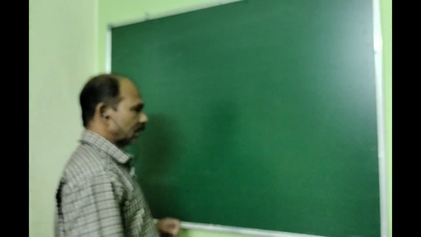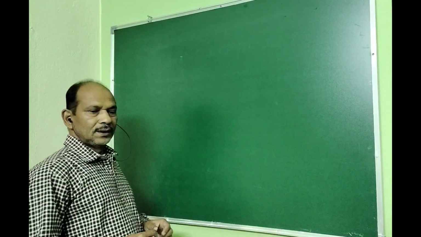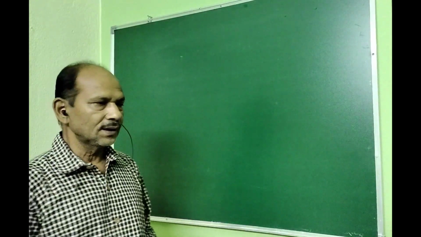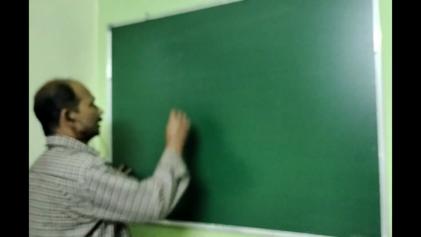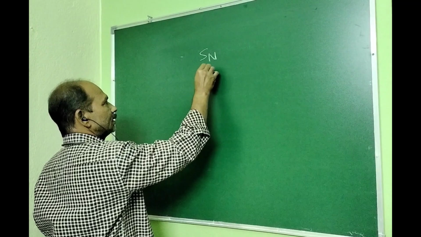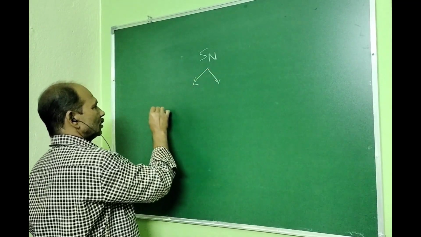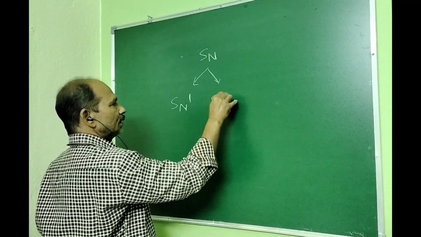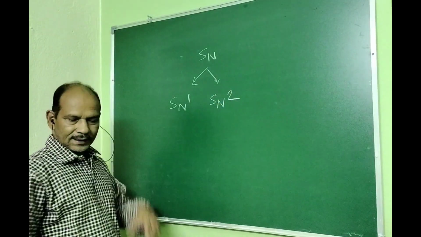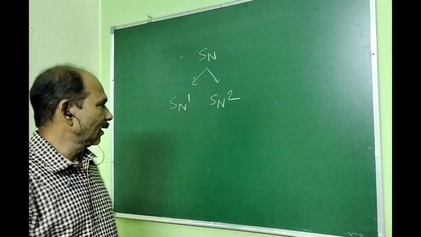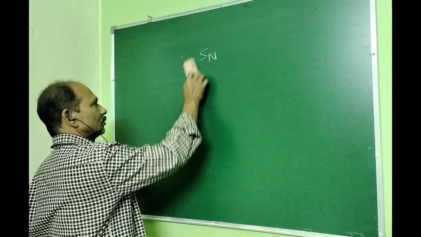Now we will discuss nucleophilic substitution reactions in two different ways. That means substitution nucleophilic unimolecular and substitution nucleophilic bimolecular. Okay, that means the SN reaction is divided into substitution nucleophilic unimolecular and substitution nucleophilic bimolecular, SN1 and SN2. So we are about to discuss the SN1 reaction and the SN2 reaction separately.